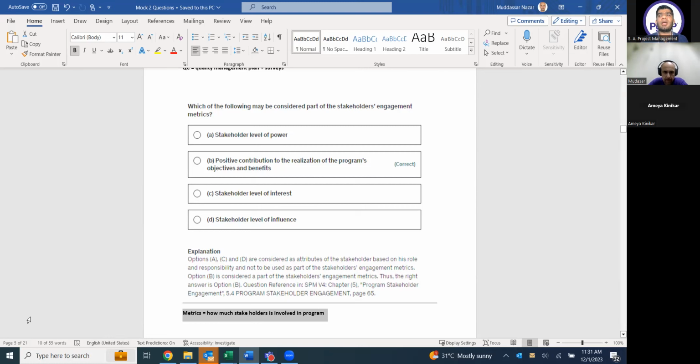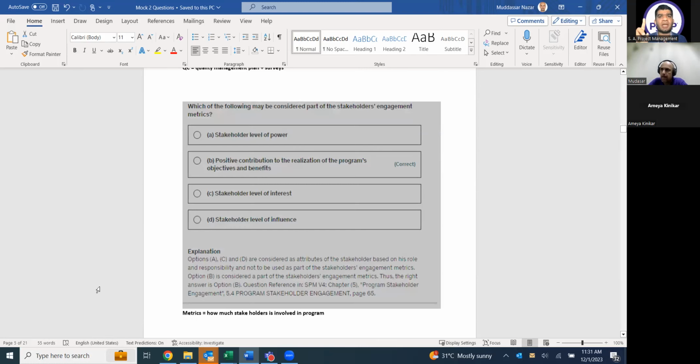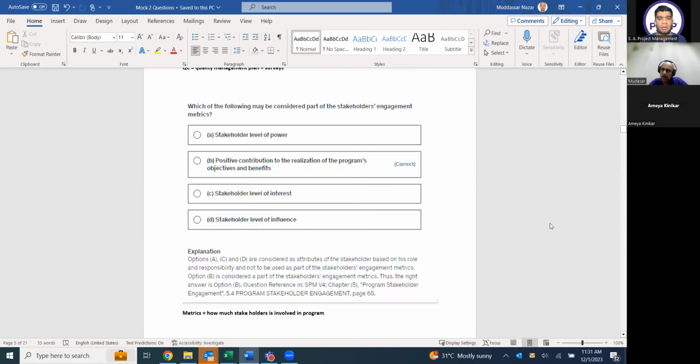If you are going to analyze the stakeholders, keep in mind, we will use the power interest grid or the stakeholder map. If we are doing the engagement metrics, how many times he was involved with us, how many times he was engaging with us, it depends on his contributions. Noted. Is it clear? Yes, sir, it is.